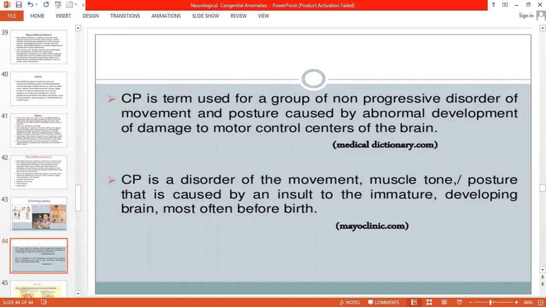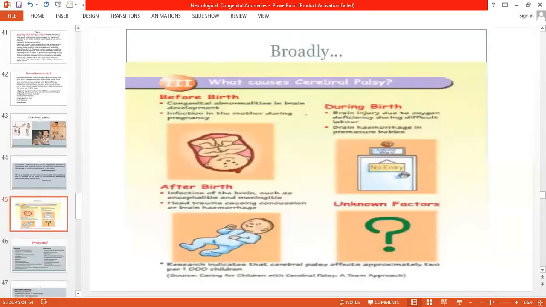But in my clinical definition, CP is a disorder of the movement, the muscle tone, posture that is caused by an insult to the immature developing brain, most often before birth. Broadly, they are categorized into before birth, after birth, during birth, and some unknown causes.